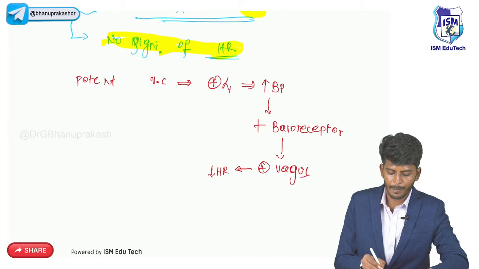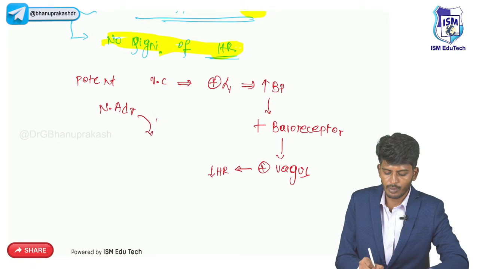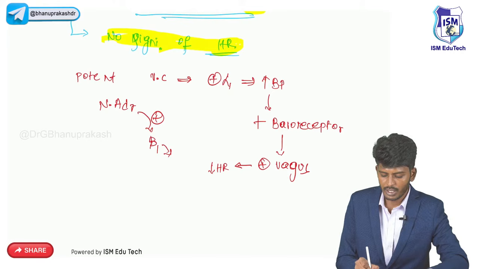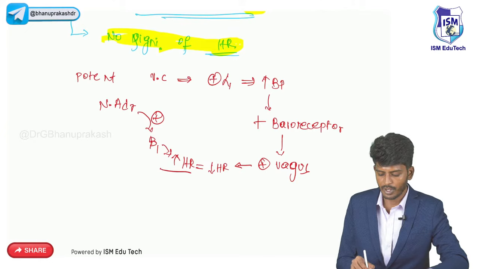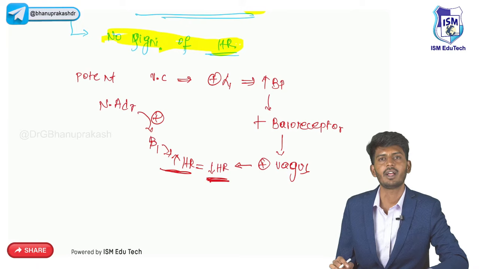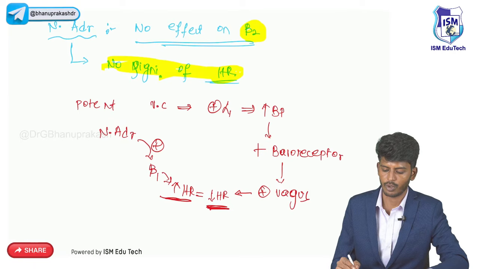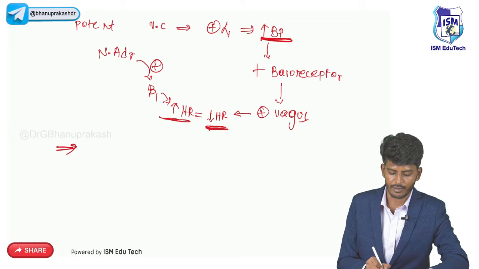But noradrenaline will stimulate which receptor? The beta 1 receptor. What is the effect of the beta 1 receptor? To increase the heart rate. So one is trying to increase, one is trying to decrease. The end summary will remain no significant change of the heart rate. That is why noradrenaline causes no significant change of the heart rate. But noradrenaline only acts on increasing the BP. This drug will be used only for one condition called shock.